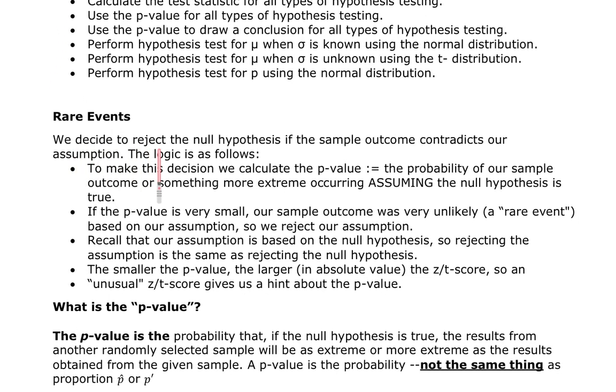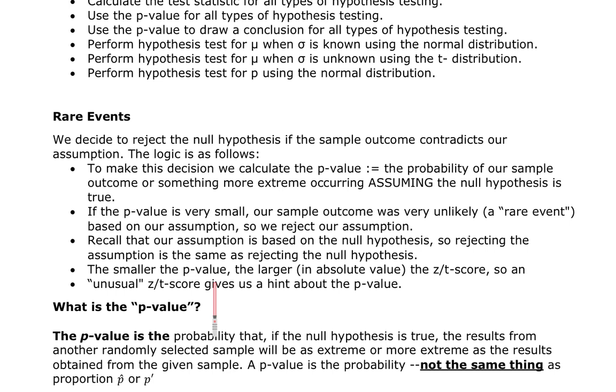We're going to decide to reject the null hypothesis if the sample outcome that we have contradicts our own assumptions. The logic is as follows. To make the decision, we're going to calculate something called the p-value, which assumes our sample outcome, or something more extreme, occurring, assuming the null hypothesis is true. If the p-value is very small, our sample outcome is very unlikely. So in other words, it's a rare event. Recall that our assumption is based on the null hypothesis, so rejecting the assumption is the same as rejecting the null hypothesis.